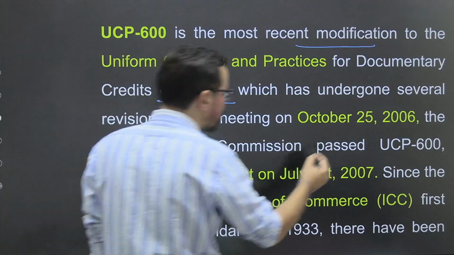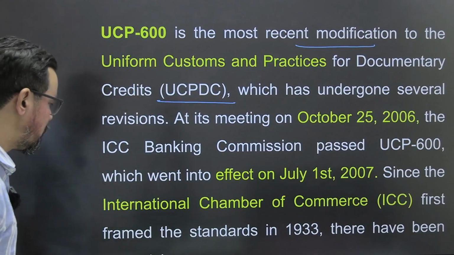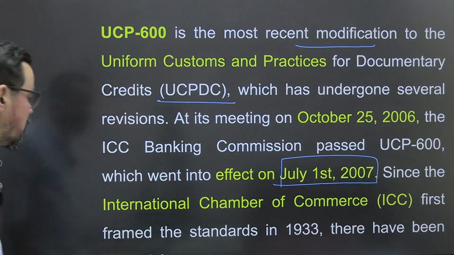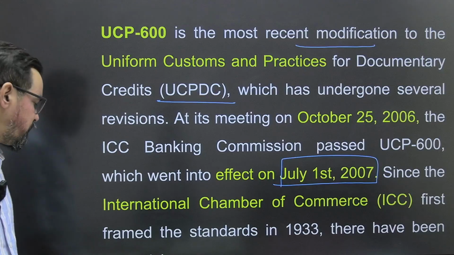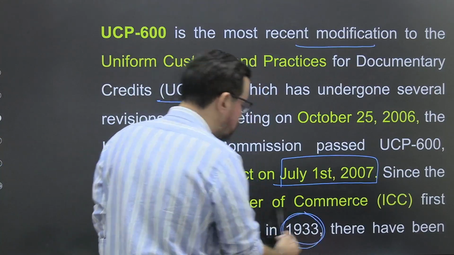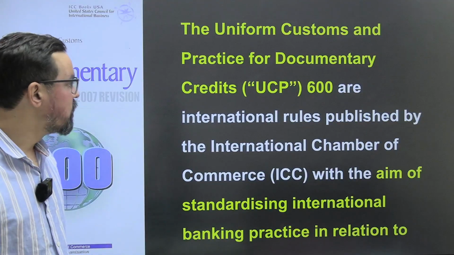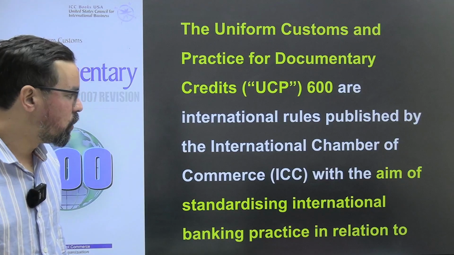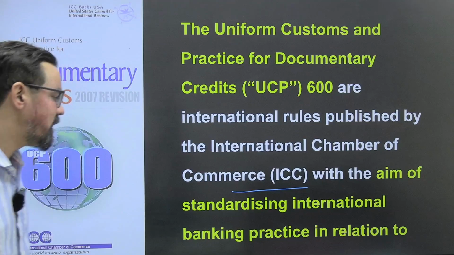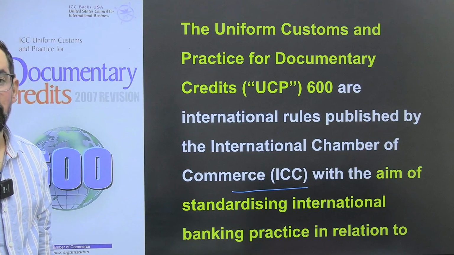At its meeting in October 2006, the ICC Banking Commission passed UCP 600, which went effective from July 1st, 2007. Since ICC first framed the standard in 1933, not 1934, sorry, ठीक है. So 1933. तो तब से लेके अभी तक आपका this is the sixth amendment. Okay. So UCP 600 are internationally rule published by the International Chamber of Commerce with aim to standardize international banking practices in relation to letter of credit.